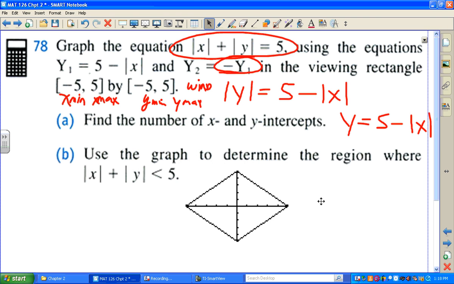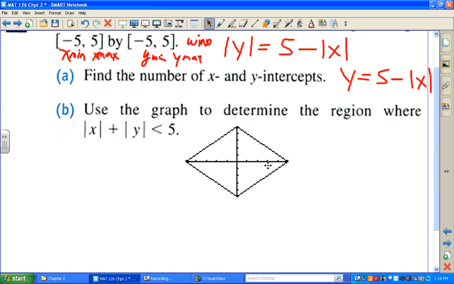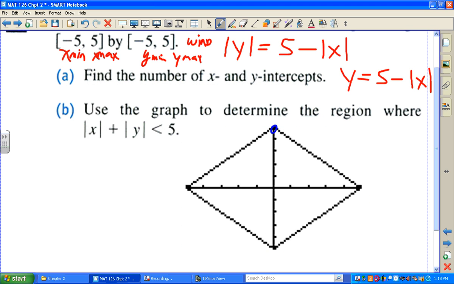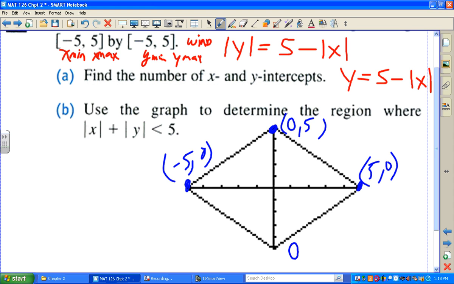So based on that graph, how many x and y intercepts are there? 2. 0, 5. That's a kind of a neat picture. Negative 5, 0. 5, 0. 0, negative 5. Oh, so it'd be 4 altogether, right?